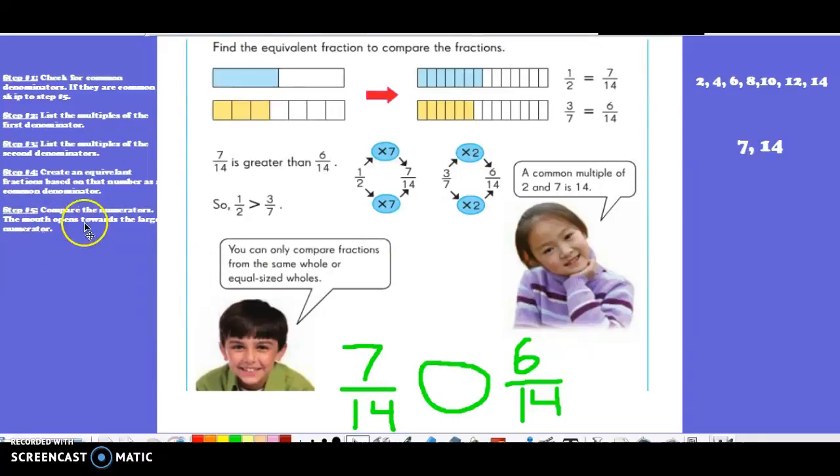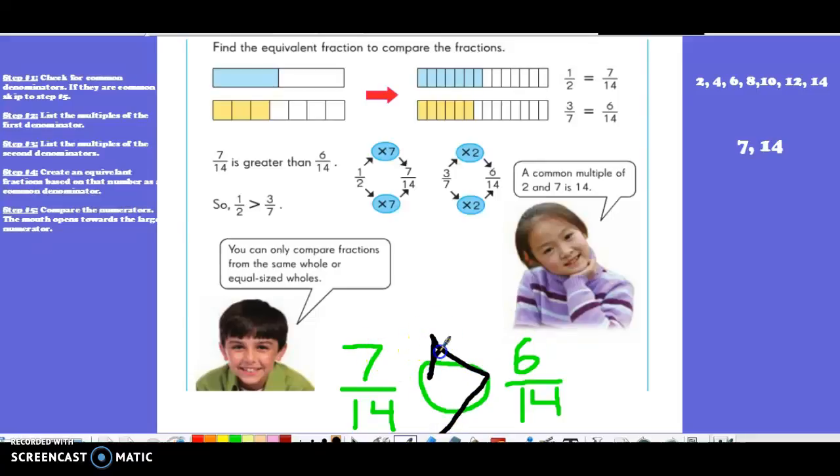Step 5 can be seen over here. Compare the numerators, and the mouth of the alligator will open wide towards the larger numerator. Well, in this case, it should be pretty evident to see that 7, which is in the numerator of 7/14, is larger than the 6, the numerator in 6/14. So my alligator mouth must open wide towards the 7.